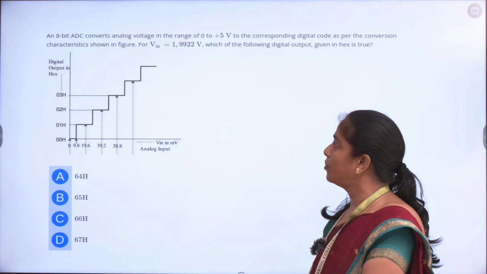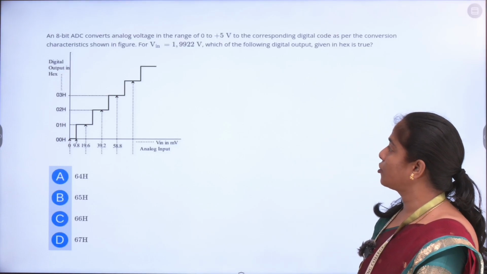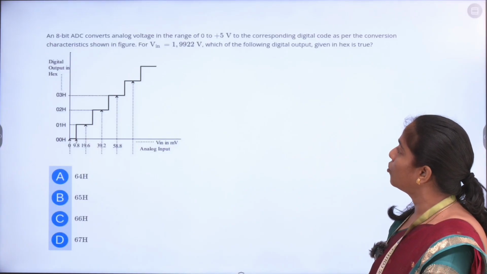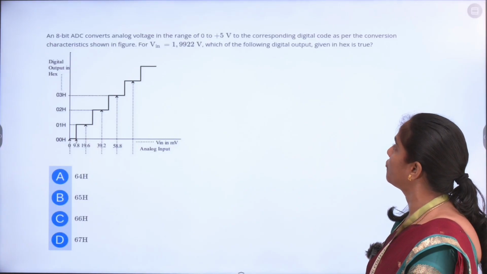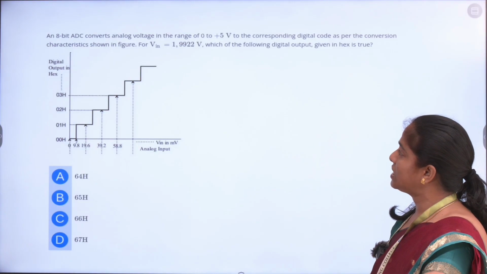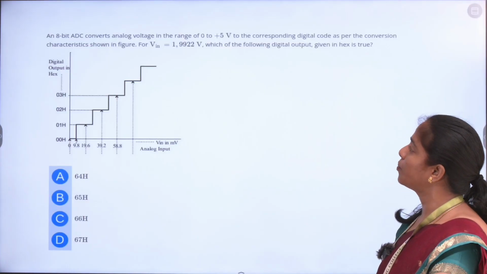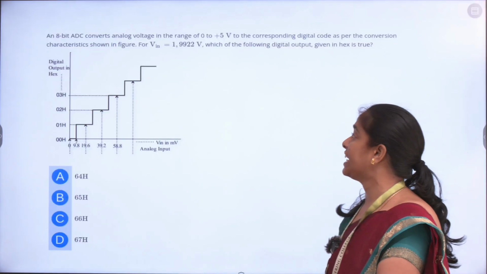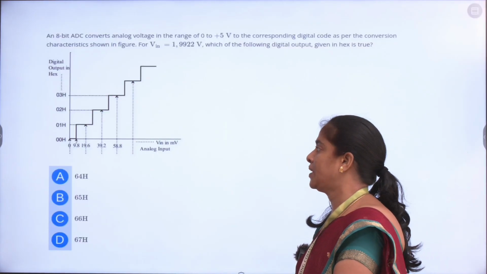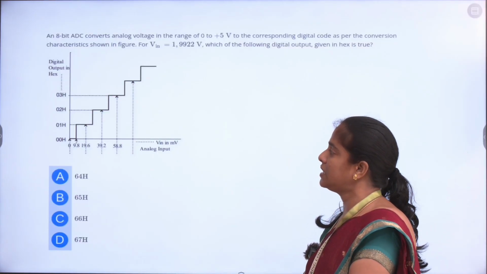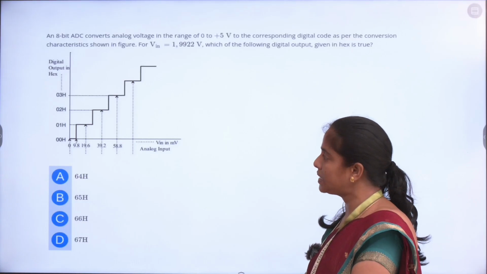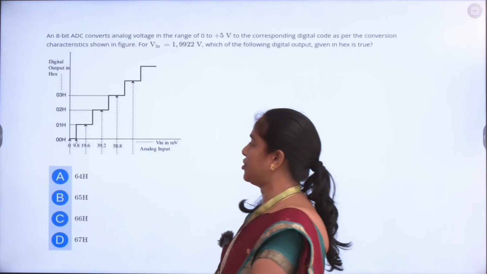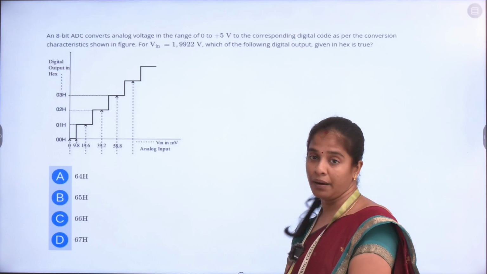Coming to the first problem: an 8-bit analog to digital converter, where the analog voltage is in the range of 0 to 5 volts, is given. And the question is, what is the digital output corresponding to the input analog voltage of 1.9922 volts? As I said, the analog signal is converted into samples, then quantized, and after that it is assigned some binary digits, which is in hexadecimal here.